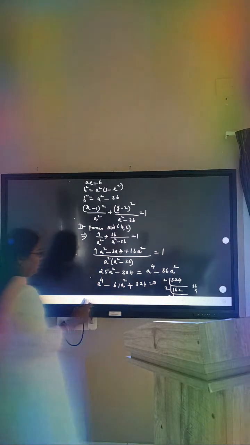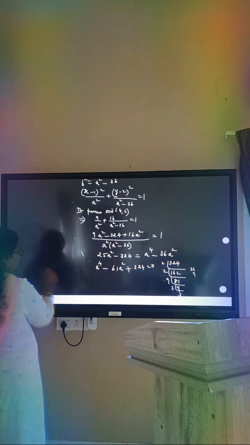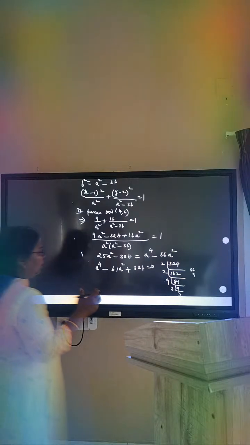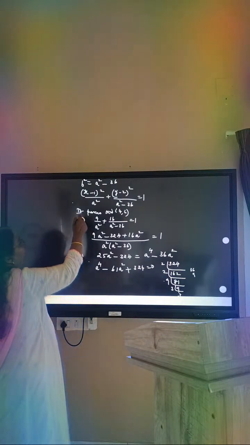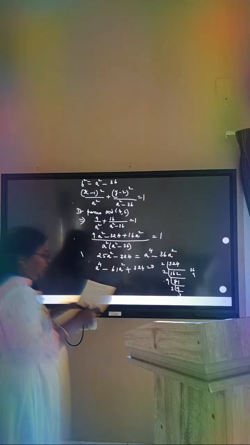Just factorize, find the value of a squared, and then with the help of that, you can find what is your b squared, and finally, you can substitute for a and b here, that will give you the answer. So you just try this.